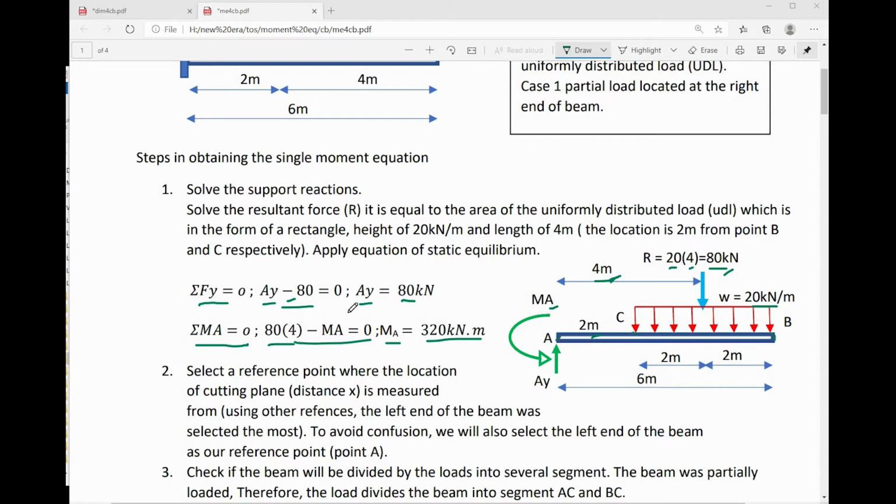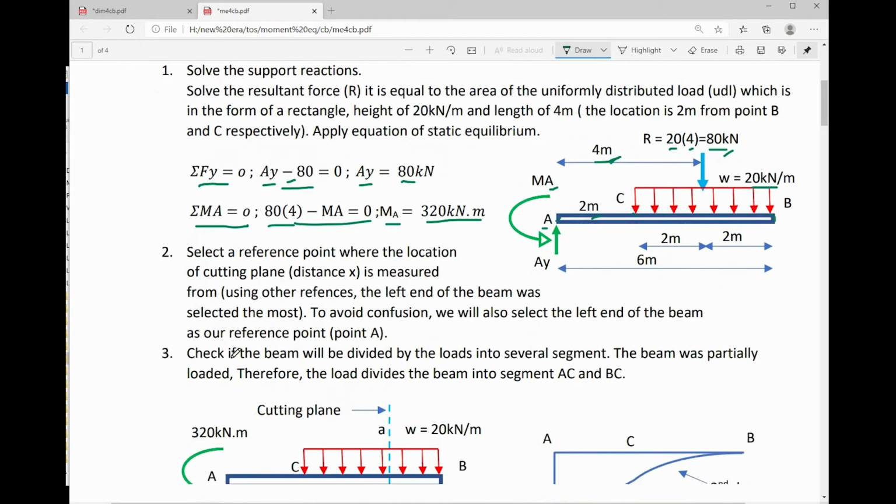Just like what we did on our previous example, we will again select a reference point where we can obtain the single moment equation. Like we have frequently reminded, the left end of the beam was selected the most using other references like textbooks and reviewers. To avoid confusion, I will also select point A as my reference point in obtaining the single moment equation of the beam. We move on to step number 3.